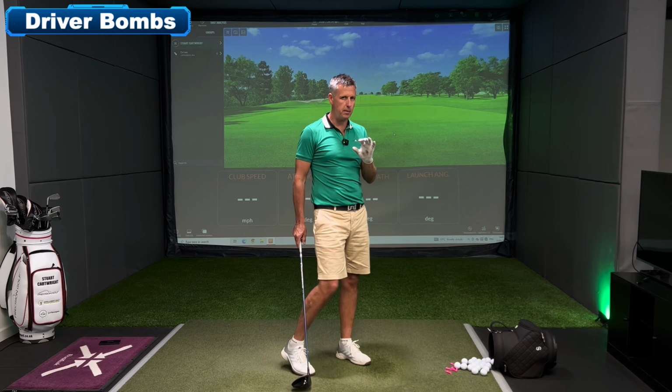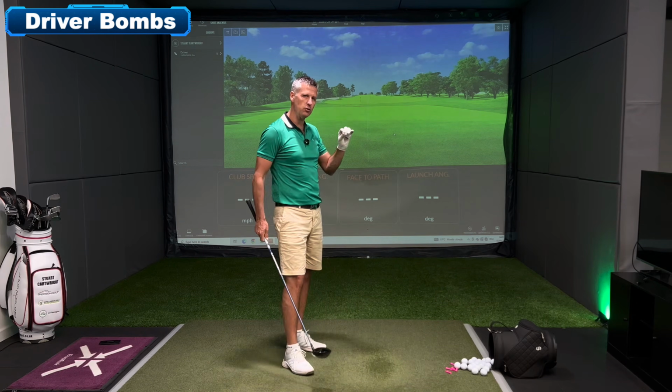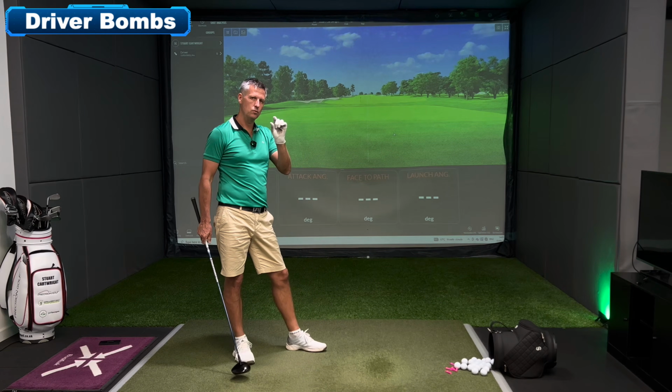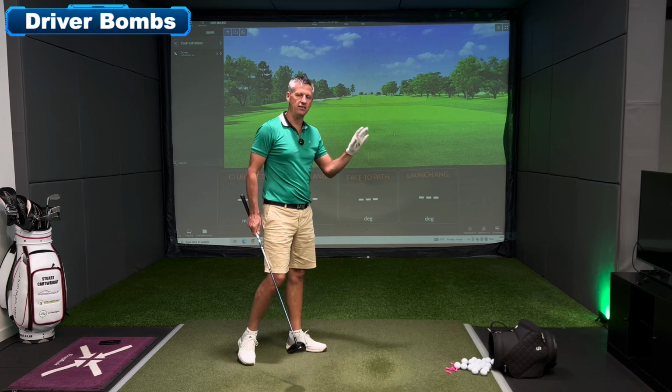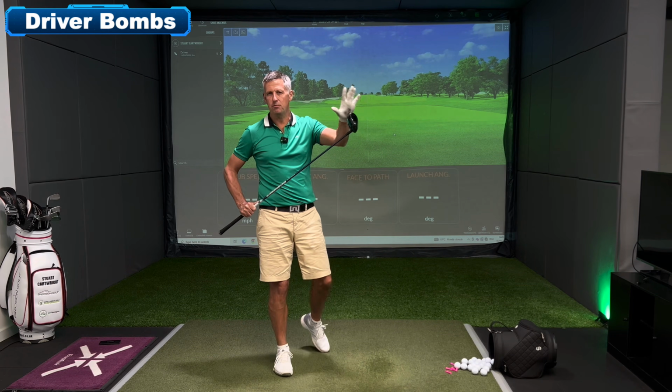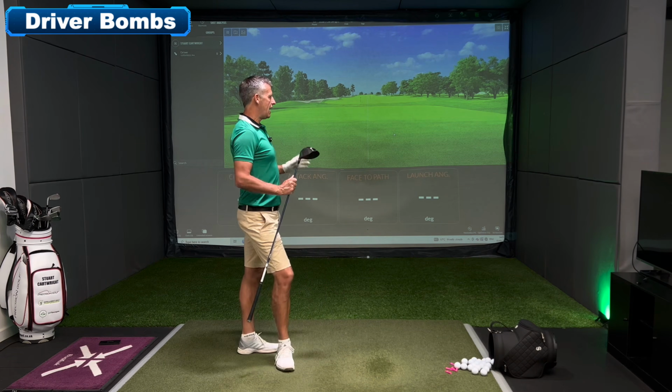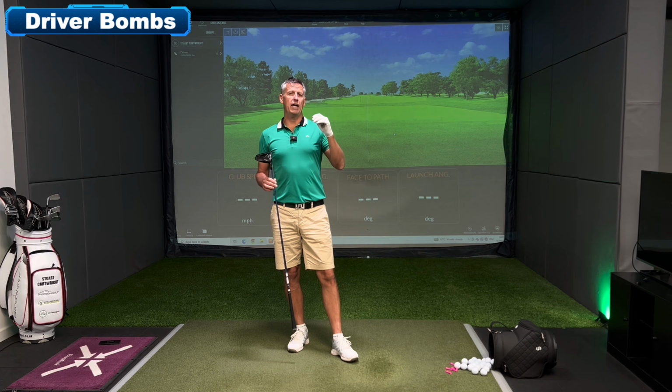You'll get the low spin if the face to path value is very close to 0. Let's negate the fact that the heel, the bottom, the high point, the low point of the strike on the club face is going to affect the spin. Let's just say for now that if we have a face to path value that is as close to 0, you will optimize your spin. Or should I say, you'll get a neutral spin.